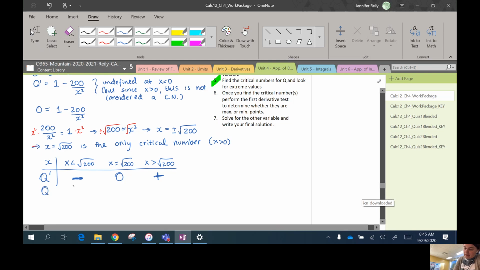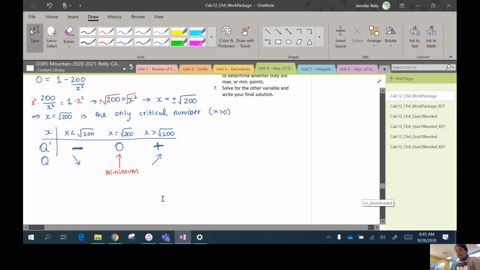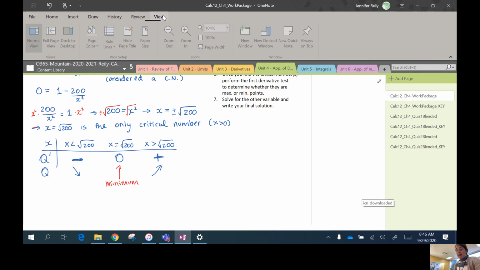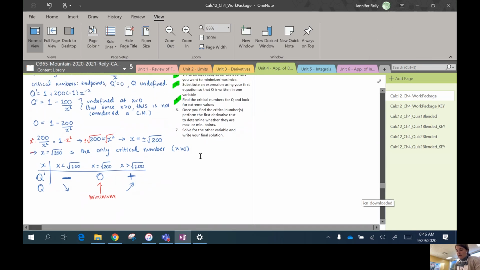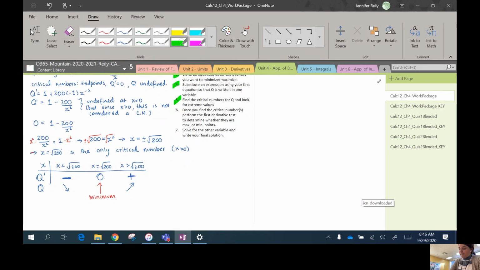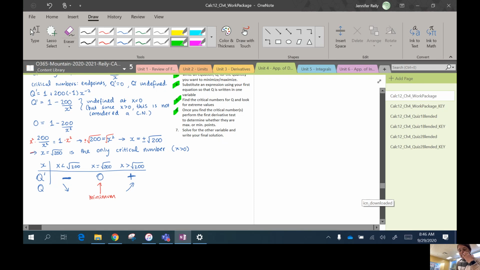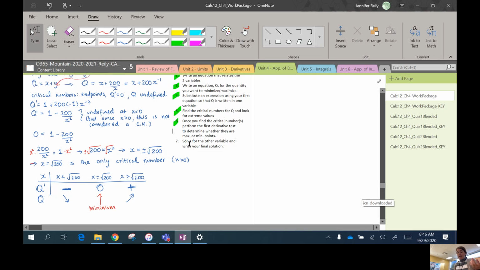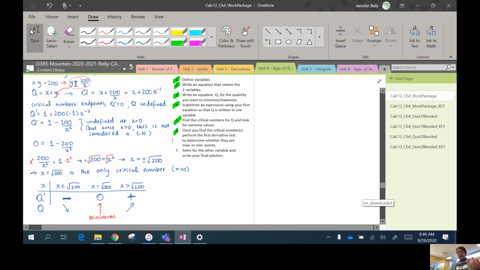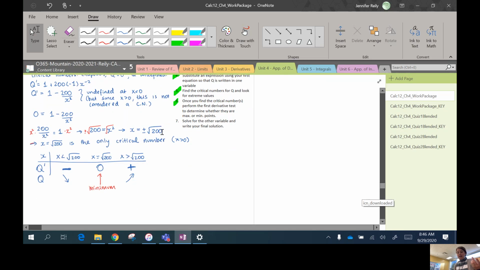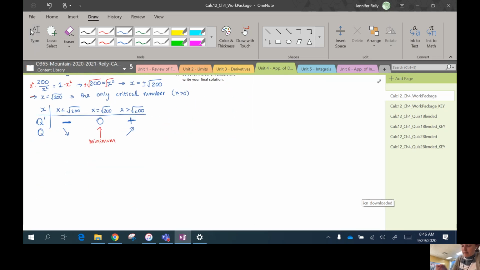That means the Q function is decreasing in this region and increasing in this region. So that means that this must be a minimum point, according to the first derivative test. So we found our minimum, x equals root 200. Great. So we partially have the answer here. We just have to do one more step. We found our minimum, and now we just have to find the other variable. Since there were two variables at the beginning, remember y, way back at the beginning? So we just have to solve for y, and then we're done.